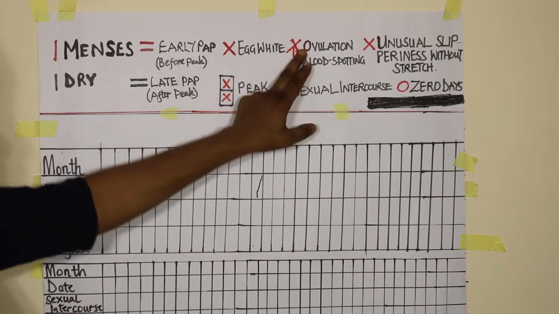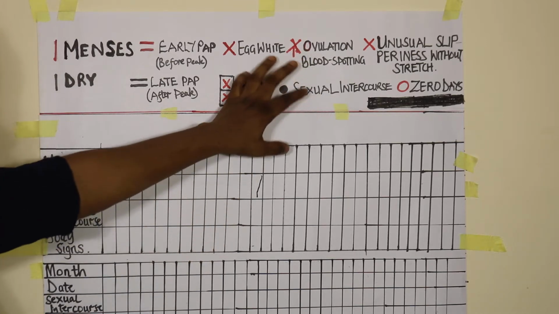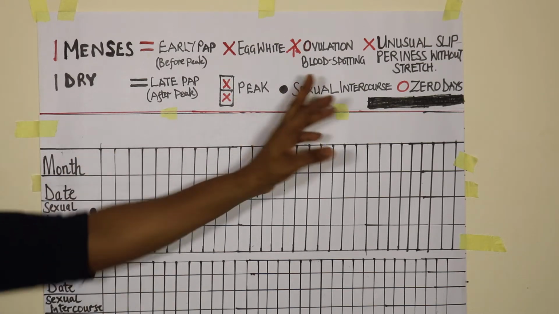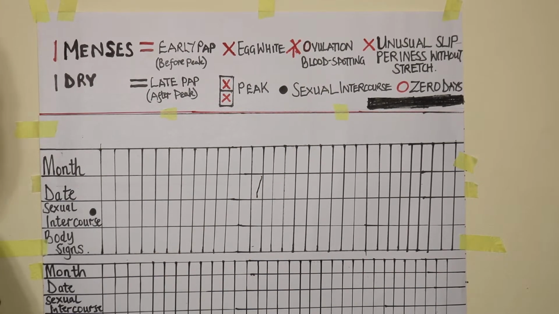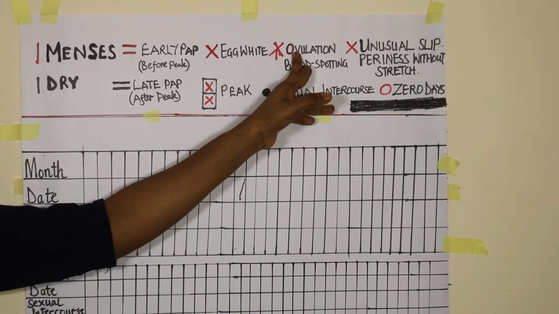And then you have this sign for ovulation blood spotting. Ovulation blood spotting is for those who have hormonal imbalance, or for teenagers, breastfeeding mothers, or women who are going through menopause. So this is the sign. Sometimes when they are ovulating, they have spotting. So the stretchy mucus or the slippery mucus comes out with brown discharge on it.